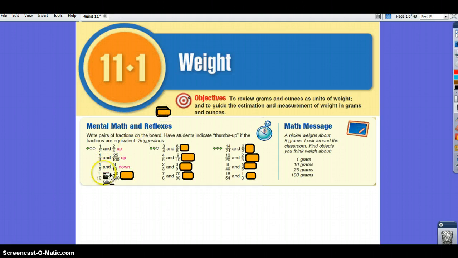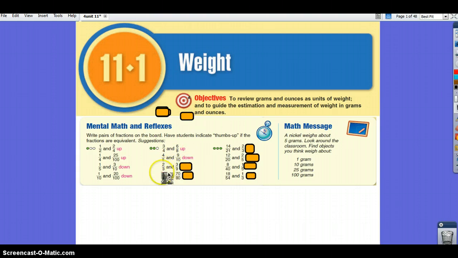It is not equivalent. And 1/10 and 20/100. Well, 10 times 10 is 100, and 1 times 10 is only 10. So thumbs down again. Next one, 3/4 and 6/8. Well, if I double 4, that gives me 8, and if I double 3, that gives me 6, so thumbs up once again. 4/5 and 9/10. If I double 5, it becomes 10. I double 4, it only becomes 8, so that's a thumbs down.